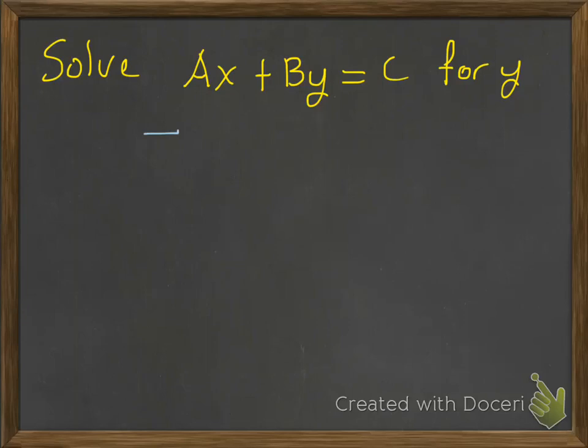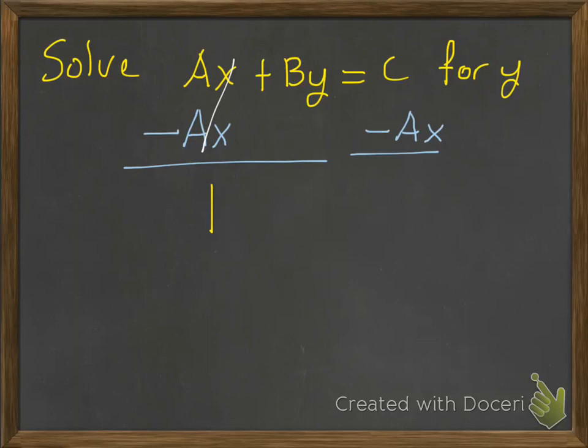Okay, so I'm going to go for the weaker operation, which is the ax, and it's positive. So I'm going to subtract ax from both sides. Anything I do to one side of the equation, I have to do to the other. That's the golden rule of equation solving. So the ax is canceled on the left side, and we're left with by, and on the right side we have c minus ax.